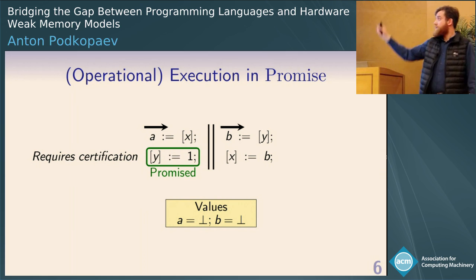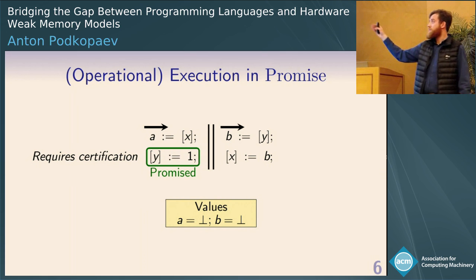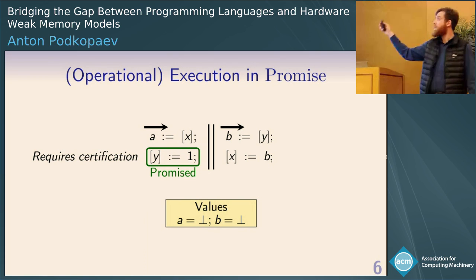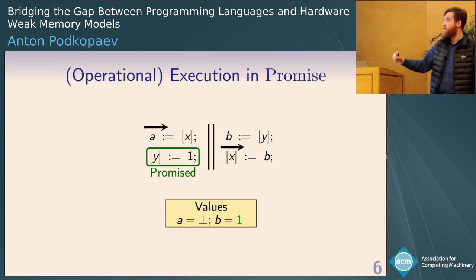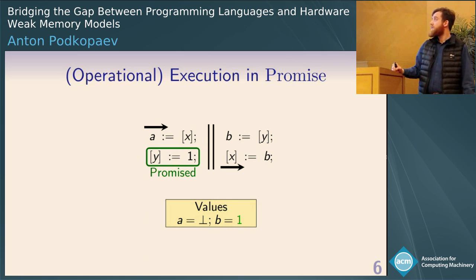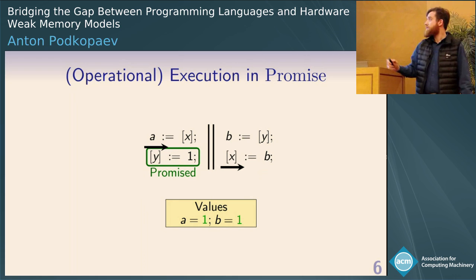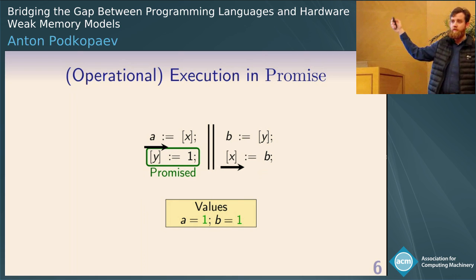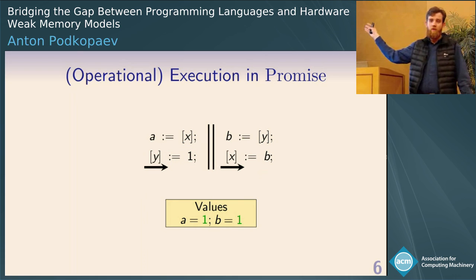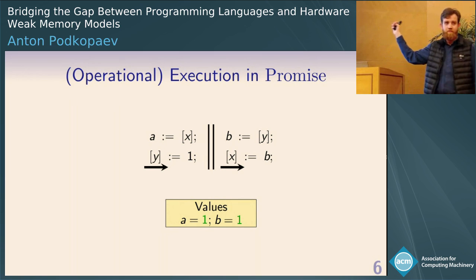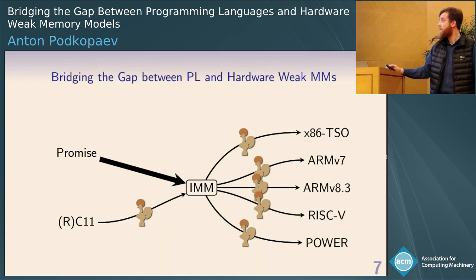Okay, so after the left thread promised to write 1 to Y, the right thread can read from this promise, and then write 1 to X, and this might be read by the left thread afterwards. So then the last step is to fulfill the promise. So this is how one can get A equals B equals 1 in the promising semantics.